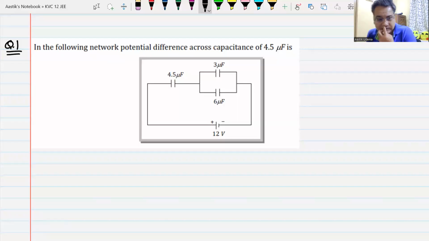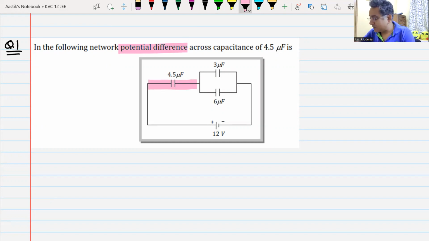6.6 microcoulomb. I don't know what you are answering, beta. You had to find the potential difference, and now you're saying microcoulomb. It is difficult for me to understand what you are answering. You have to find the potential difference across this capacitor. So basically, you have to find the potential difference like this, V1.